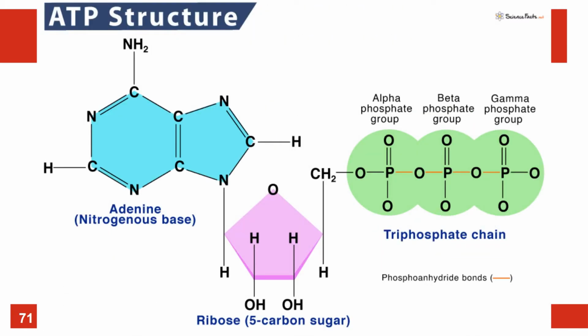So when we talk about the bond that gets cleaved, it's this one between the beta and the gamma phosphate groups. So this is where it gets cleaved, right?